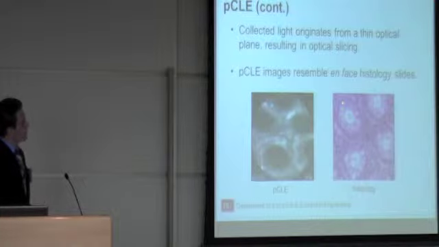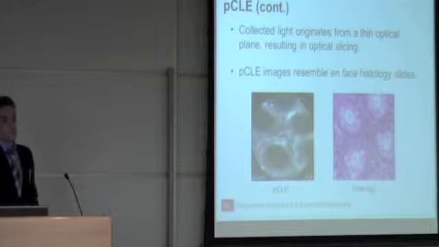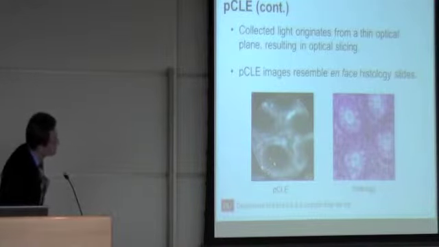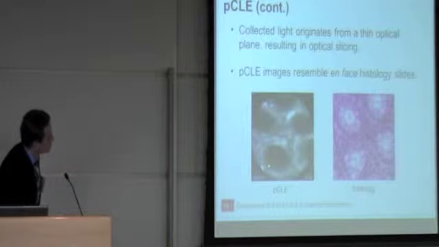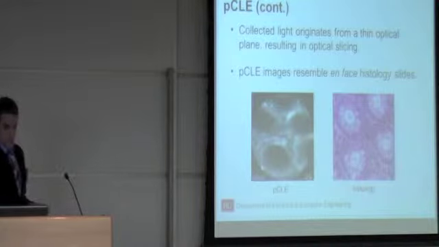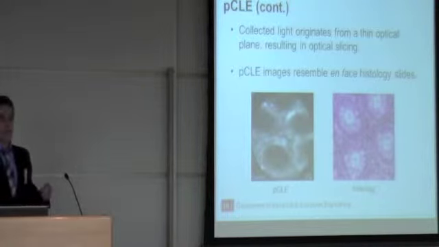Notice also these oval-appearing objects within the crypt. Those are called goblet cells. And the same, maybe not seen that clearly right now here with the lighting, but they appear as black oval objects on the PCLE image. So very similar images, and the conclusion is that PCLE provides you with real-time in vivo histological information.